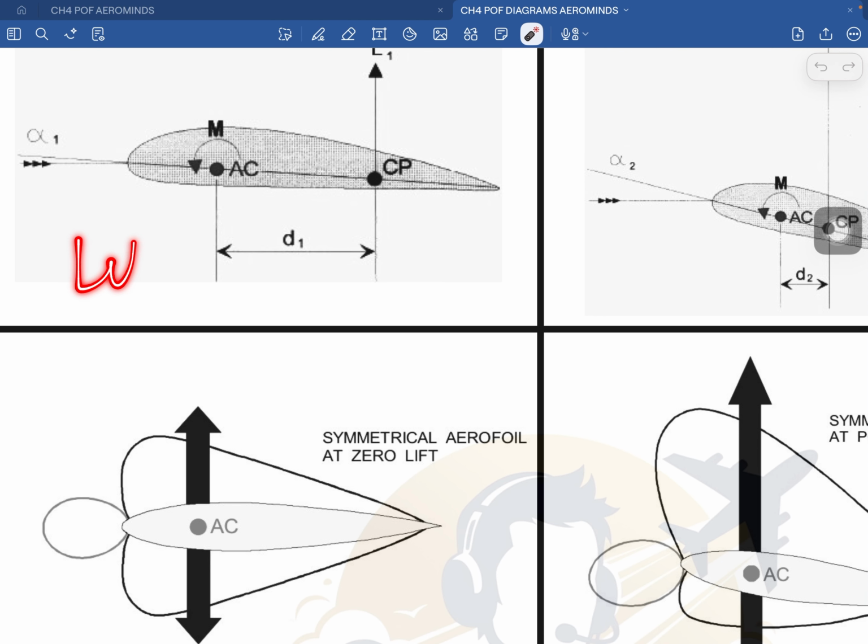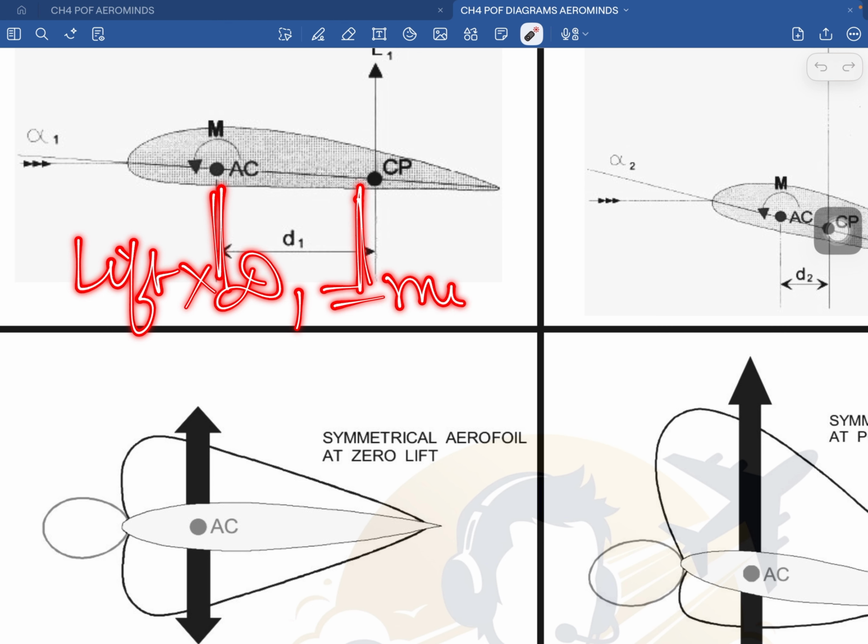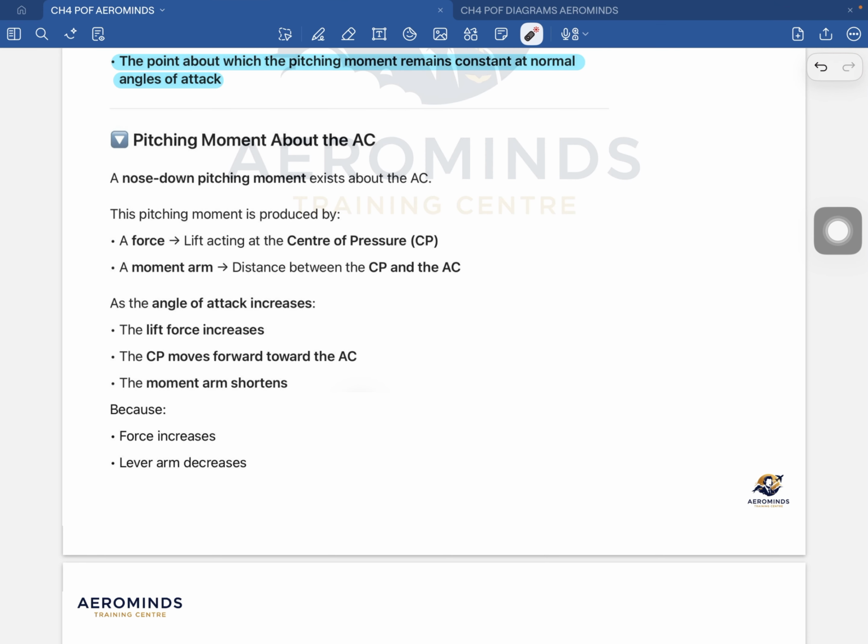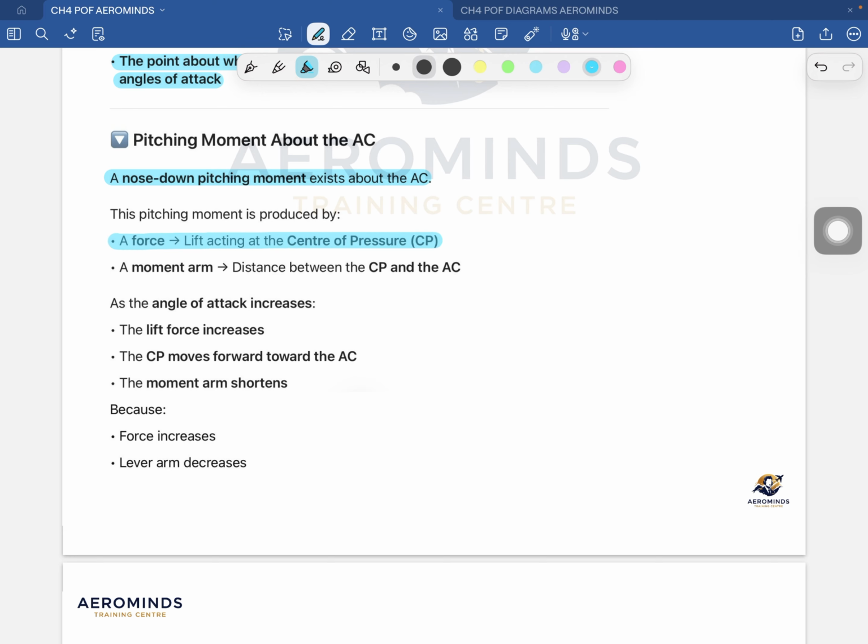Lift multiplied by the distance between CP and AC, which is D1, will give you the moment. Okay, so remember this. A nose down pitching moment exists about the AC, and this pitching moment is produced by two things. First, the force, which is the lift acting at the center of pressure, and the moment arm, which is the distance between the CP and the AC.